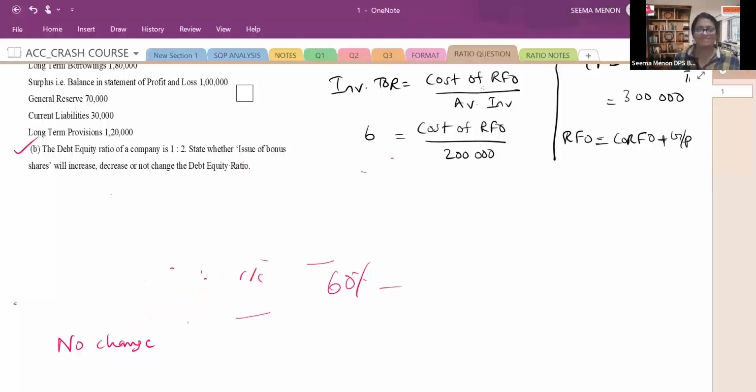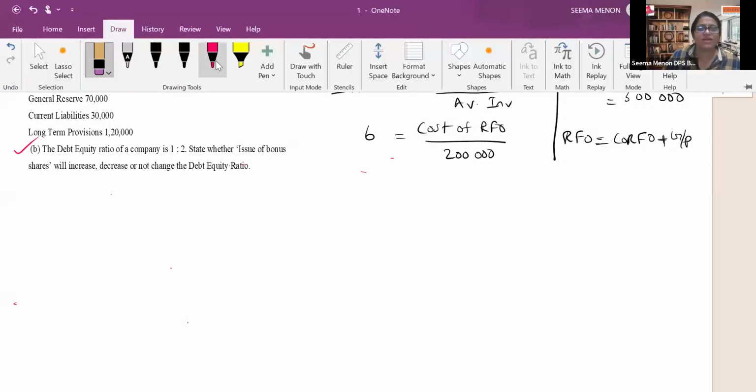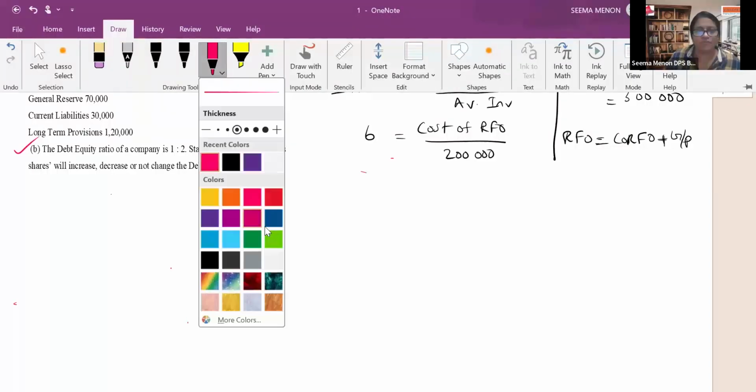Let me erase the space. Okay, let's focus again. Children, please be here, focus.